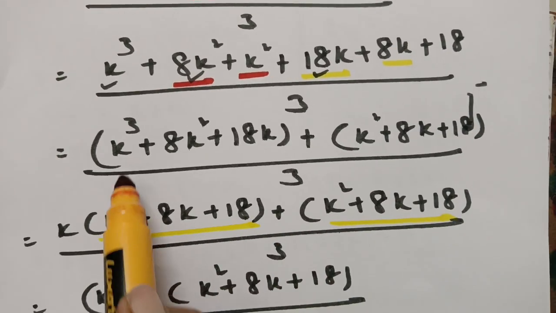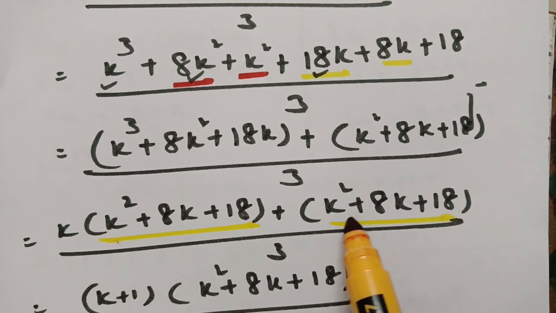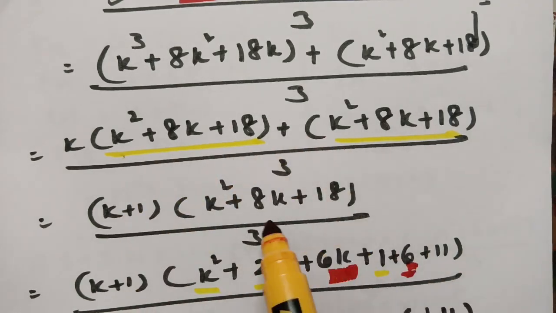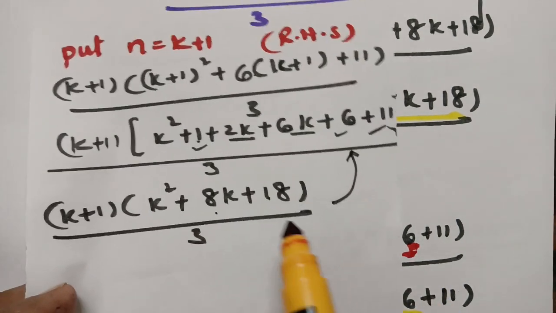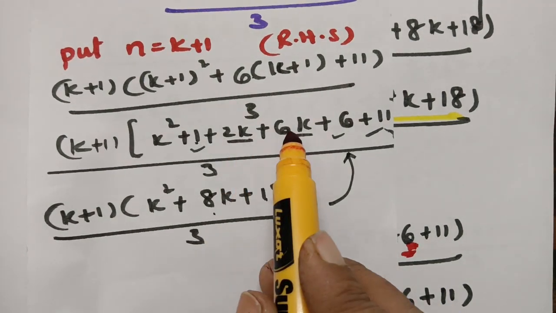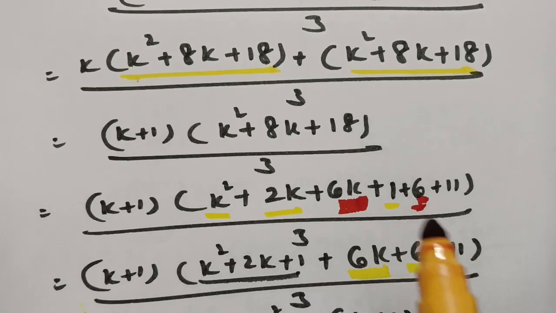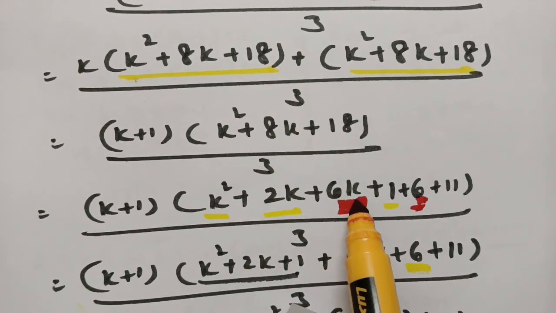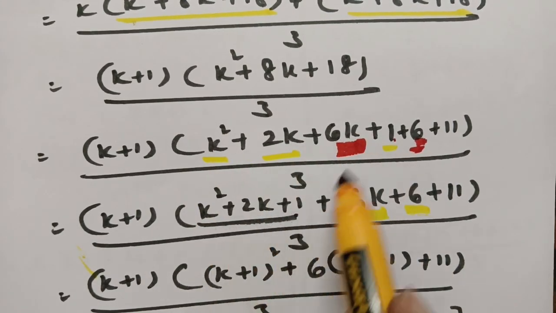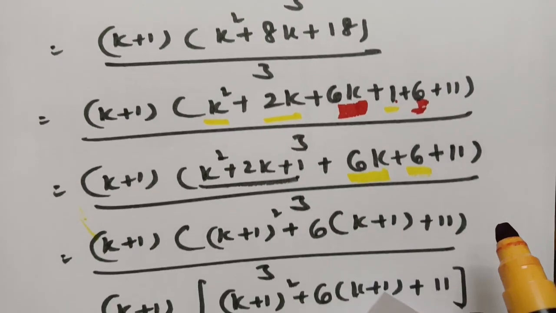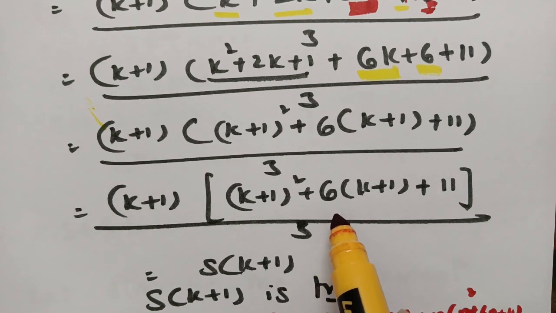that is k cube, 8k square and 18k together, and k square plus 8k plus 18 together. So if you observe, if I take k common from this, this is k square plus 8k plus 18, and this is also k square plus 8k plus 18, and after taking these two as common, we got k plus 1. And therefore see here, this 8k can be written as 2k plus 6k, and this 18 can be written as 1 plus 6 plus 11. So take a back step and write 8k as 2k plus 6k and 18 as 1 plus 6 plus 11, and you write k square plus 2k plus 1 as one term and take 6 common from these terms, and therefore definitely this is the value when we keep n is equal to k plus 1.